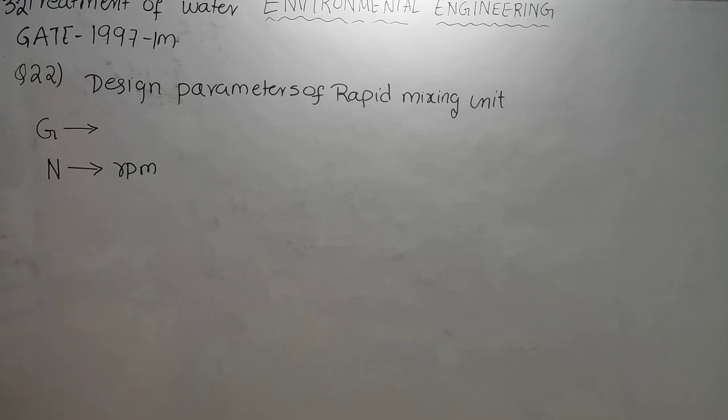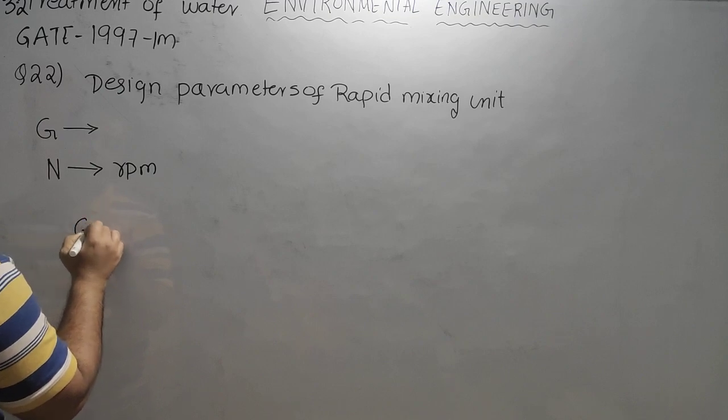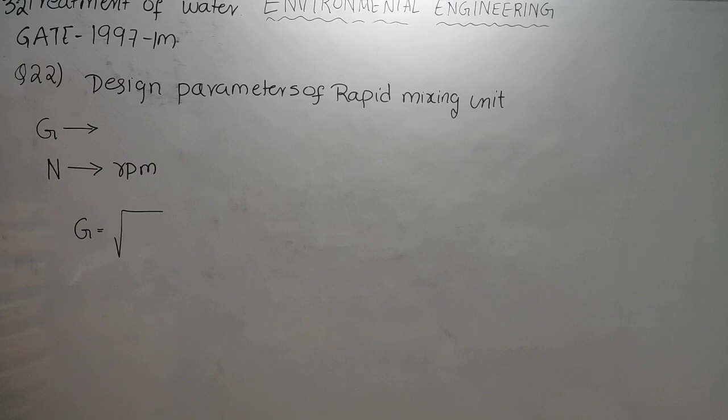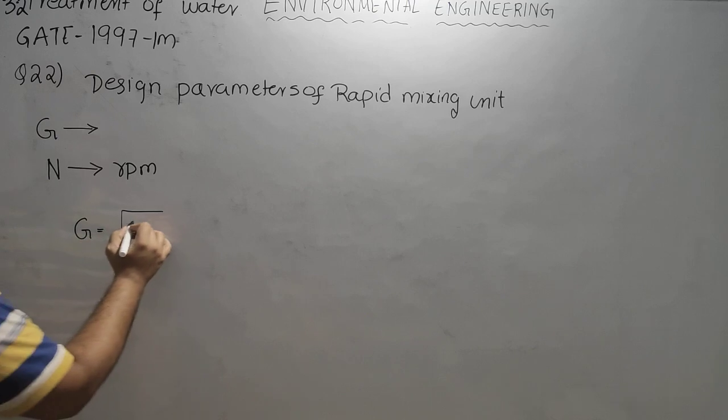If you look at the options, velocity gradient and the volume of mixing basin. Again, this G is calculated using an empirical formula depending upon the power. So G depends on power. What is the value of G? G is equal to the square root of P by mu into V.